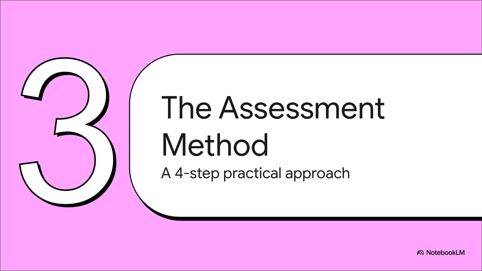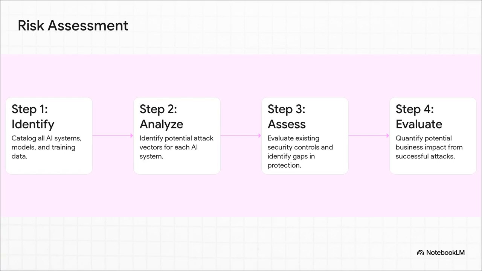Okay, so we've got our map of the landscape. Now, how do we actually go about assessing these risks? Well, the source material gives us a really clear 4-step approach that's super practical. It's a really logical flow when you think about it. First, you have to identify your assets. You've got to know what you're trying to protect. Catalog every model, every data set, every system.